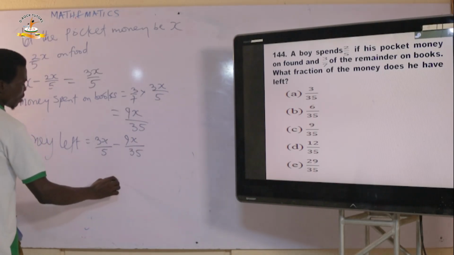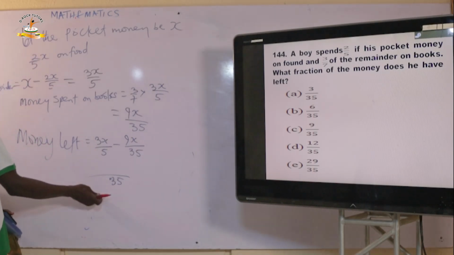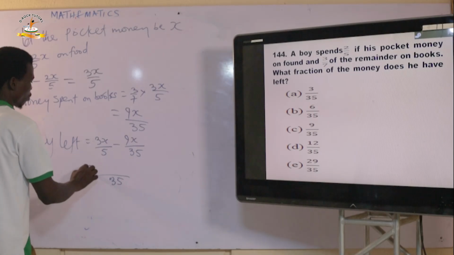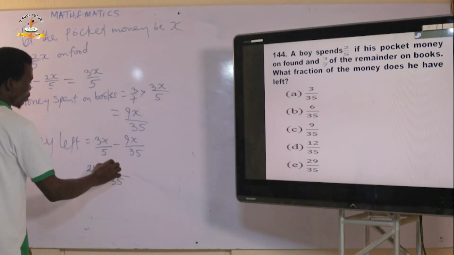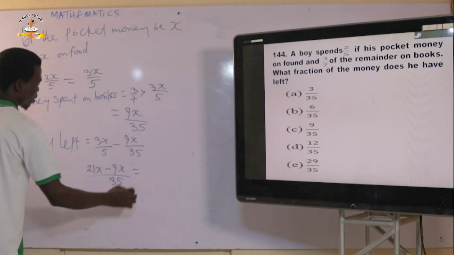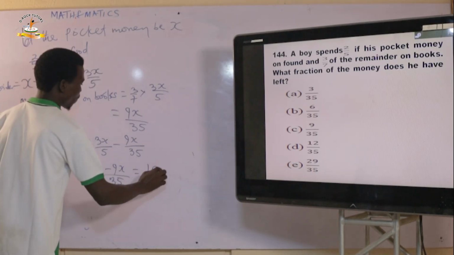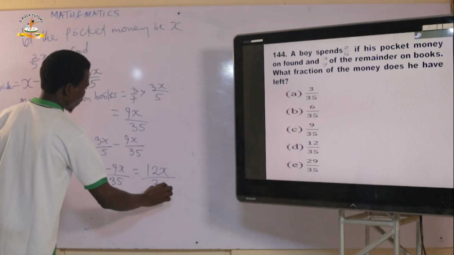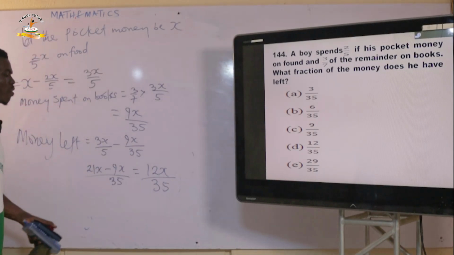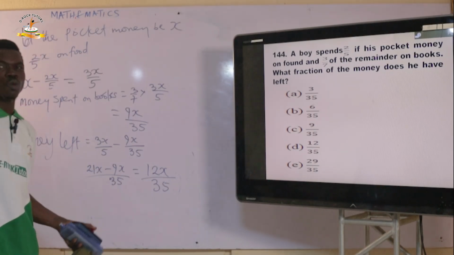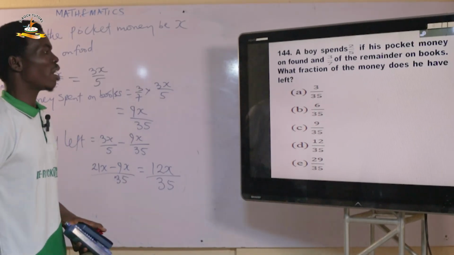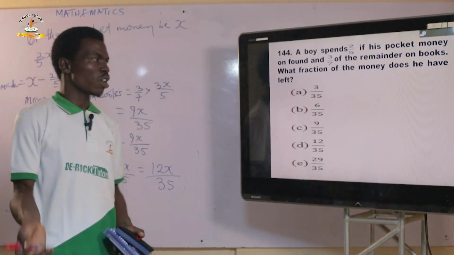And the LCM is 35. 5 in 35 is 7 times 3 is 21x minus 9x. And 21x minus 9x is what? Is 12. So this is 12x all over 35. So he has 12 over 35 of his money left. That is what? Option D is the correct option.